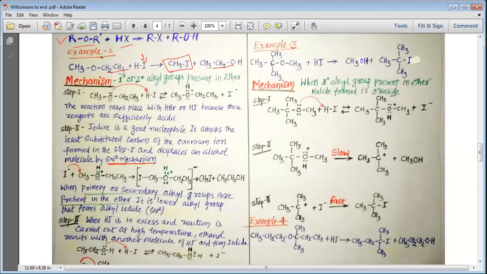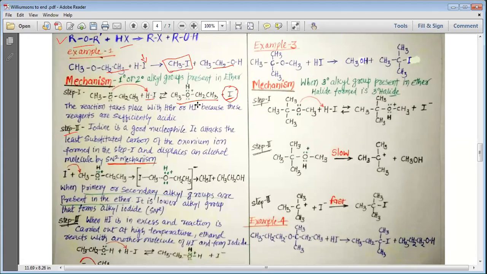In this mechanism, in the first step, there is an attack of the electron present on the oxygen of the ether on the hydrogen present in the hydrogen halide, so that we can get the protonated ether, or we can get the oxonium ion. This oxonium ion, my dear students, is now attacked by iodide, I minus, in the second step.